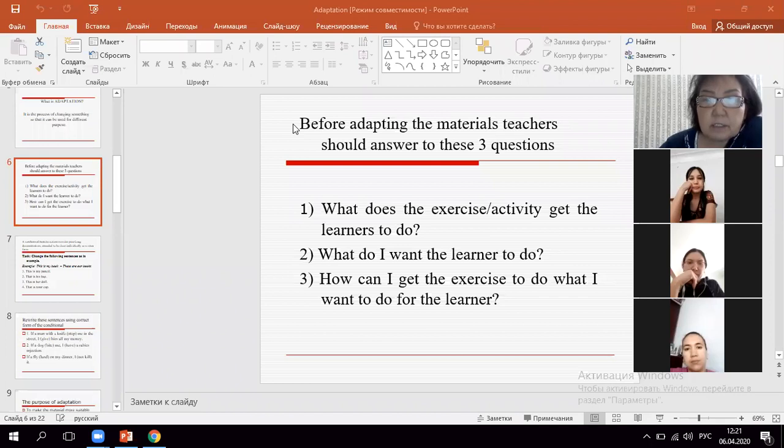And the third question is, how can I get the exercise to do what I want for the learner? Or how can I get this exercise to serve my objectives? So these are three essential questions teachers should identify before adapting the material.